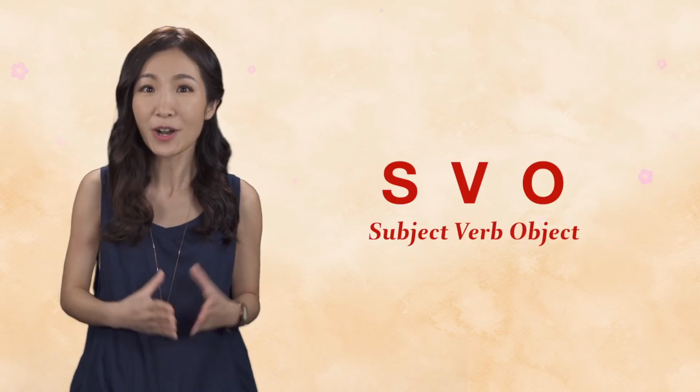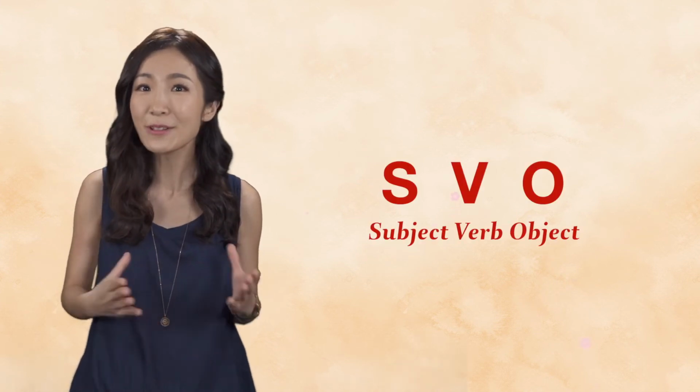So, what's the basic rule here that you probably already know very well? In Chinese, just like in English, the standard word order in a sentence is subject first, then verb, then object. We call this SVO word order.